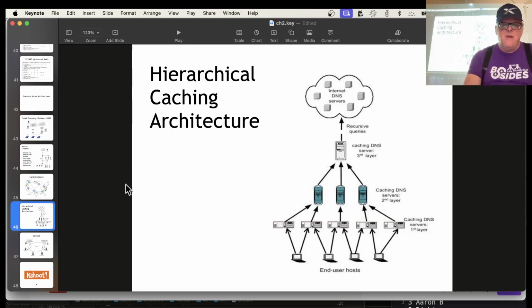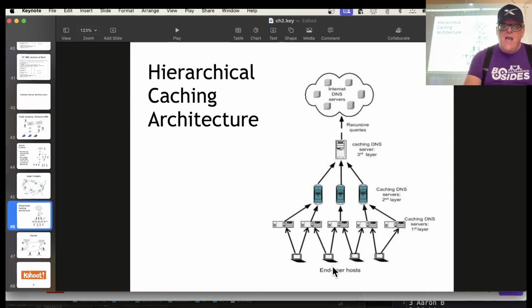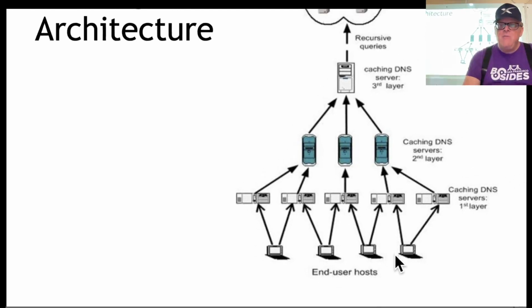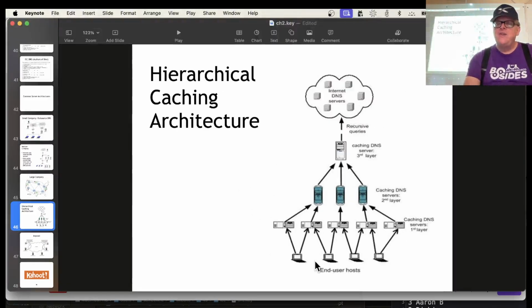So, all right. And so you can have a hierarchical caching architecture. You can have people here with a local caching server, and then another caching DNS server, and another one up here, so that there's different levels of cache. And so you very rarely have to actually go ask anybody else about a DNS. If anybody at your company has used it recently, you'll find it in one or the other of those caches.